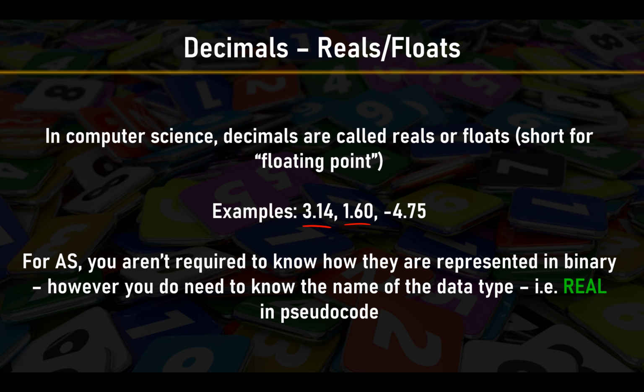For AS, you're not required to know how these are represented in binary. However, you do need to know the name of the data type, which is real. This is going to be used in pseudocode for paper 2, and also for SQL databases in paper 1. In databases, you can call it real, or you can also call it a float. Both of those are acceptable.